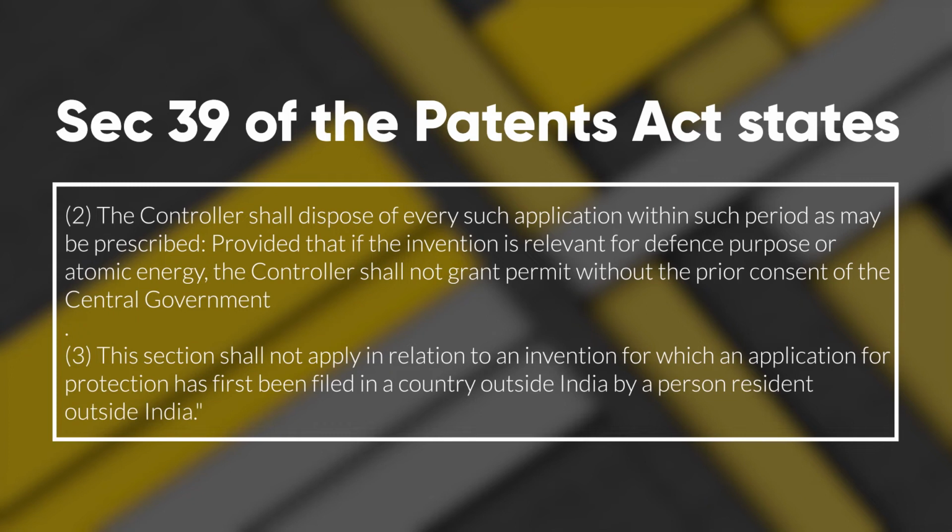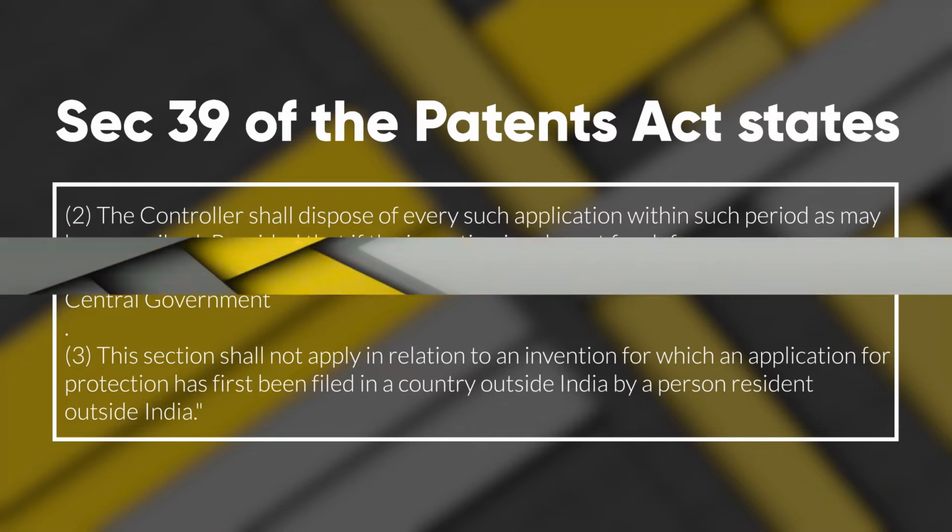2. The controller shall dispose of every such application within such period as may be prescribed, provided that if the invention is relevant for defense purpose or atomic energy, the controller shall not grant permit without the prior consent of the central government. 3. This section shall not apply in relation to an invention for which an application for protection has first been filed in a country outside India by a person resident outside India.